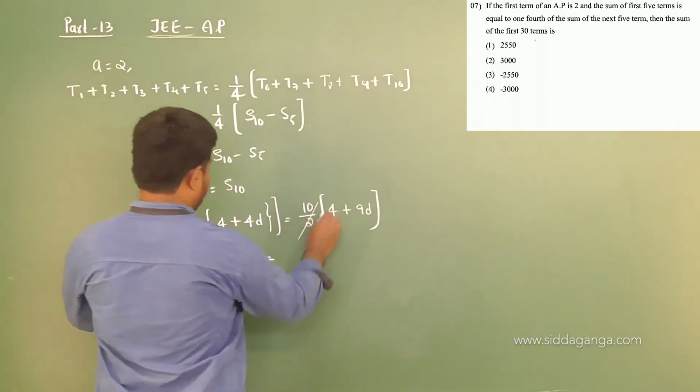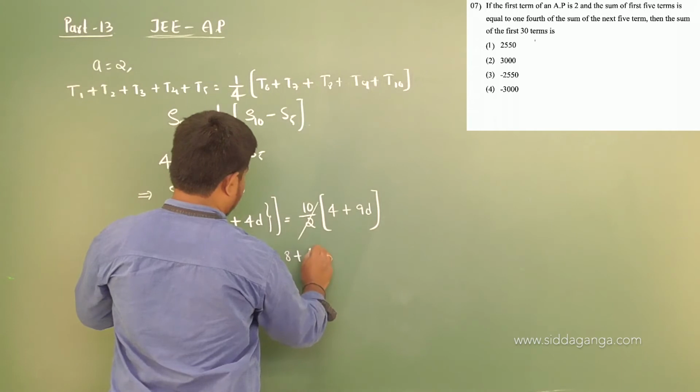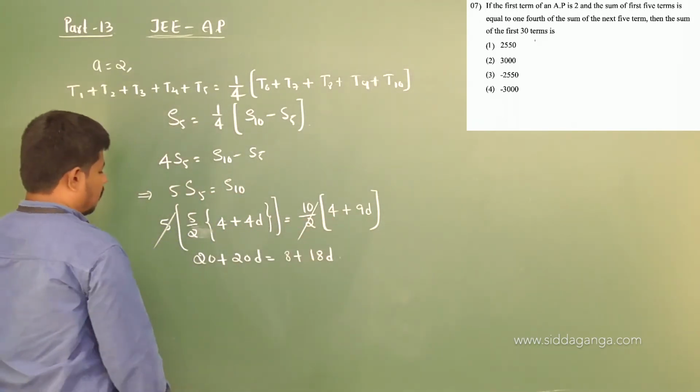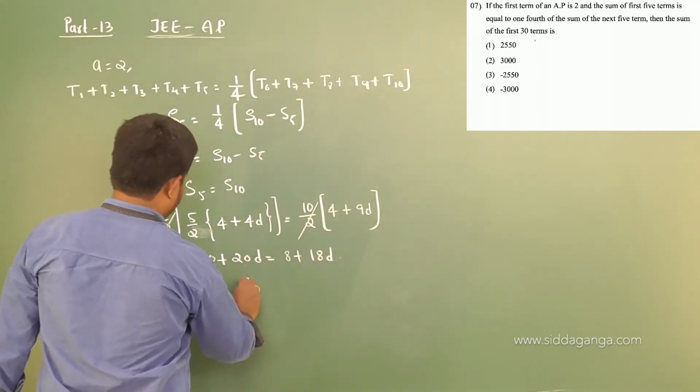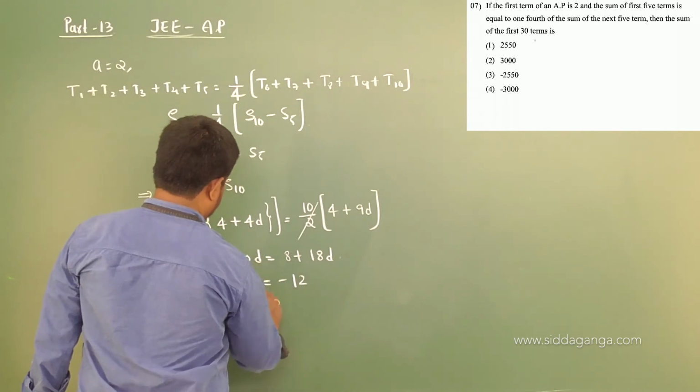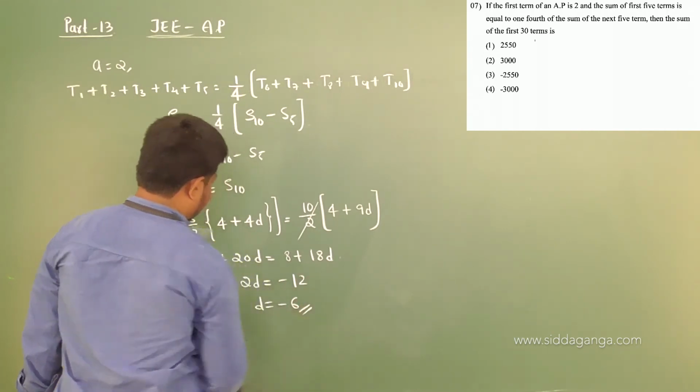So 2 into 4, that is 8 plus 19, 9 2s are. So 2 into this side I have done. So now 20D minus 18D, so you get 2D. 2D is equal to, so 20 minus 8, that is minus 12. That is what you get. D is equal to minus 6.